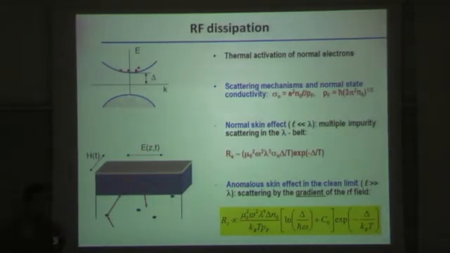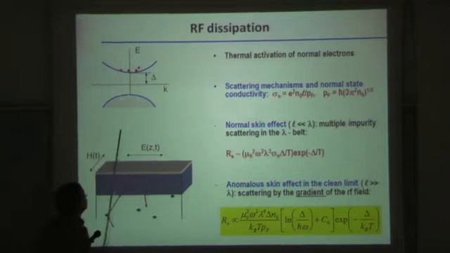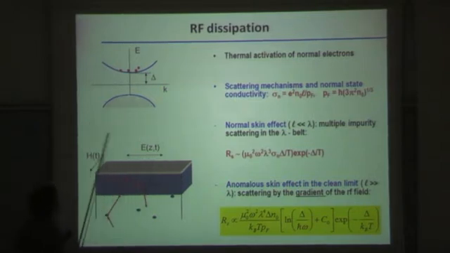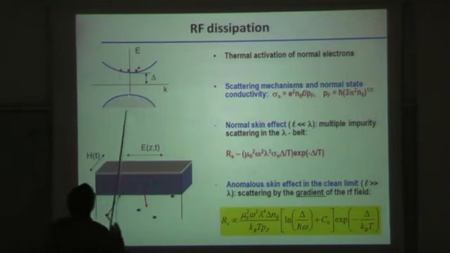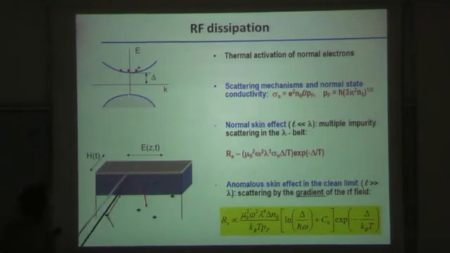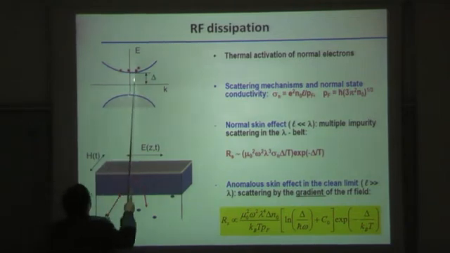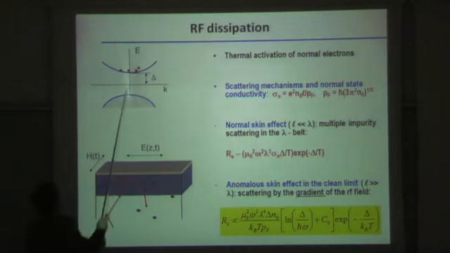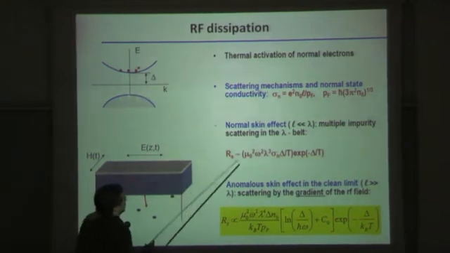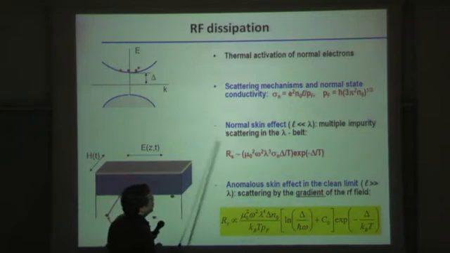Now, what does it do to RF? Well, it can have some important implications. Let me first remind you of the basic features of the surface resistance in RF. The surface resistance is due to thermal excitation of normal electrons through the superconducting gap. And we have two limits here.